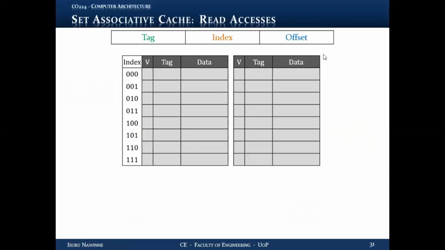Now assume that you're getting an incoming address like this address. You divide it into the portions: tag, index, and offset. Let's assume that this is a read access. What we are seeing is a read access to this two-way set associative cache.